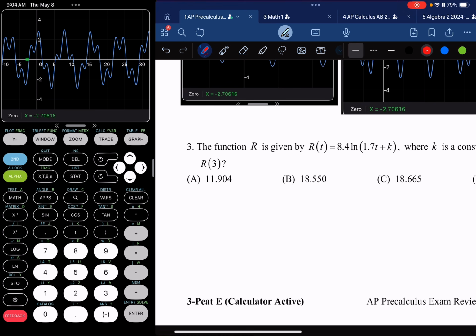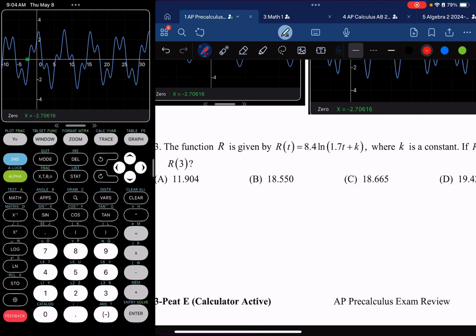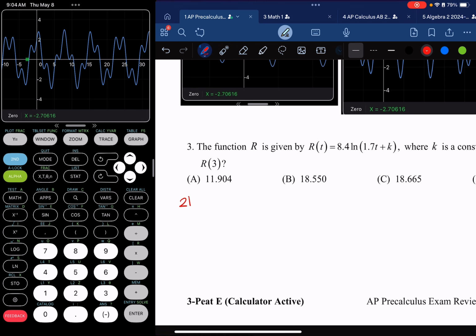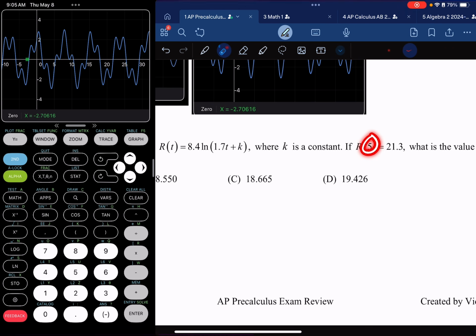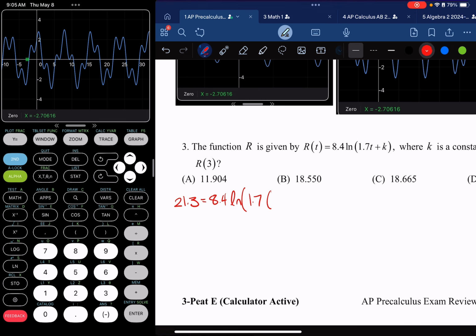Here's me writing down my work. I have R of T is now 21.3. So I can say 21.3 is equal to my 8.4 natural log of all of this stuff. It's going to be 1.7 times T, which is, in this case, we're plugging in 5 to get this output of 21.3. So I have to plug in a 5 again. And then I'm going to add K. All right, so 1.7 times 5 is 8.5. So this is really going to be natural log of 8.5 plus K.